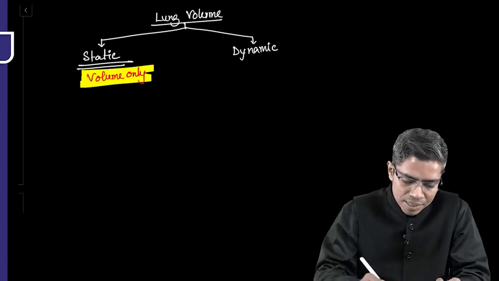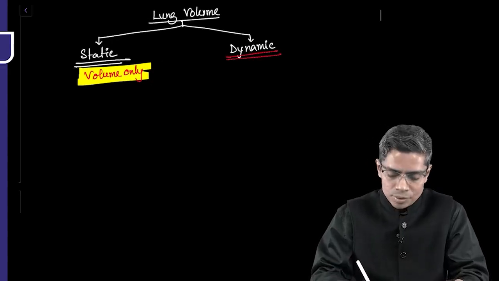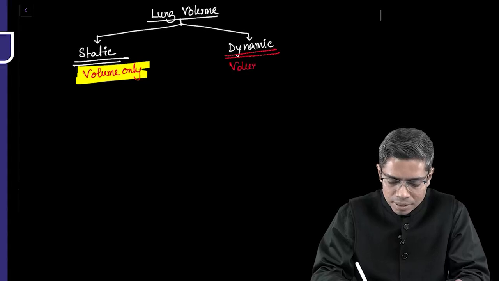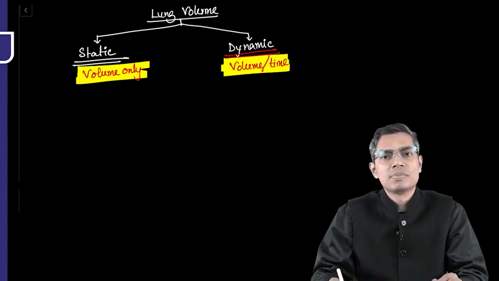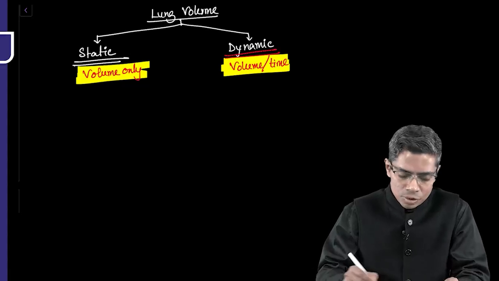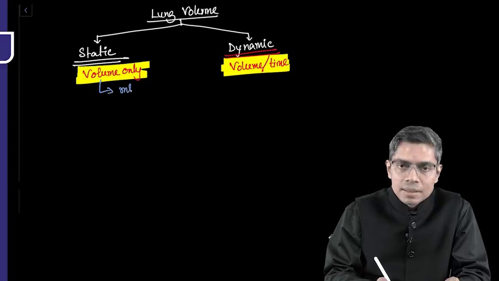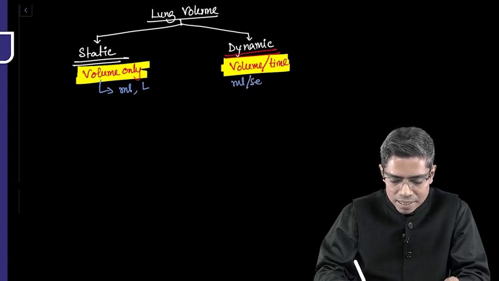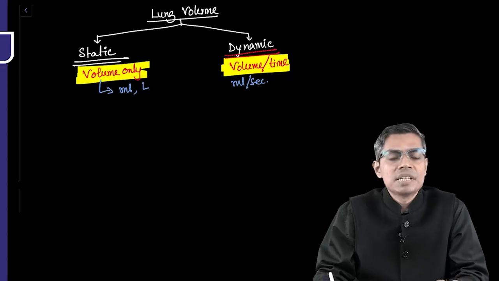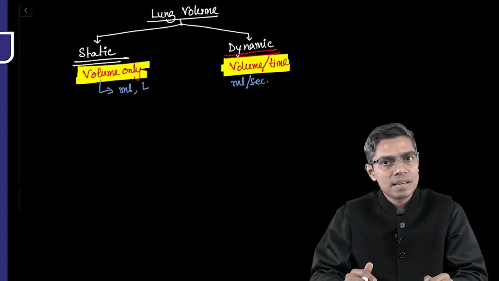But whenever you are recording lung volumes with respect to time, so volume per unit time, then that kind of recording is known as dynamic lung volumes and capacities recording, right? So the unit of the static lung volumes and capacities will be in ml or in liter, and here it will be ml per second or ml per minute or liter per minute. So this is the difference between static and dynamic lung volumes and capacities.